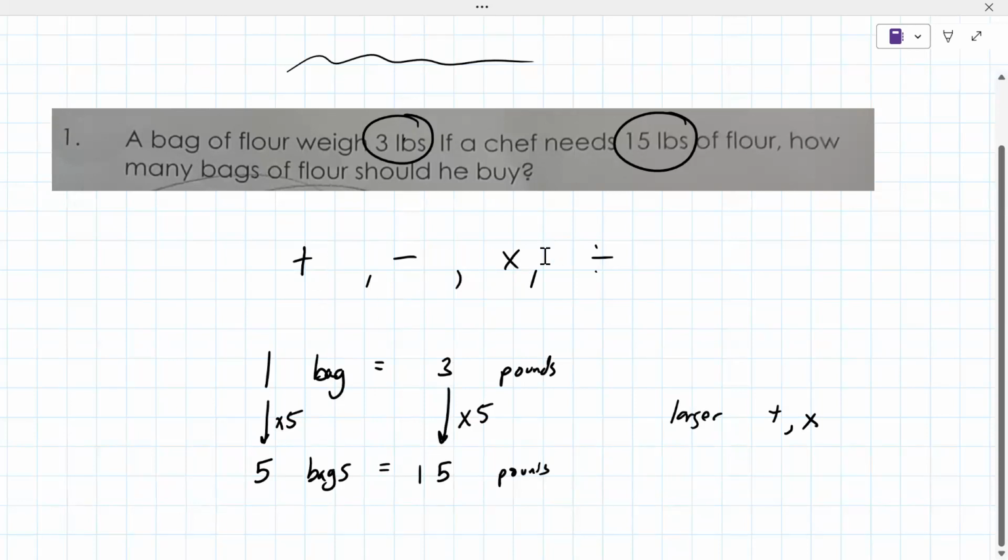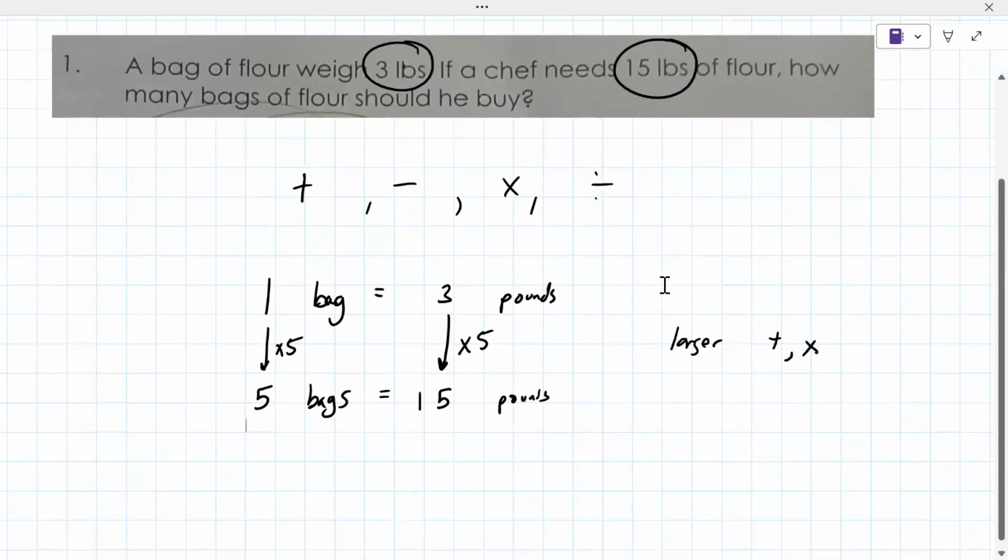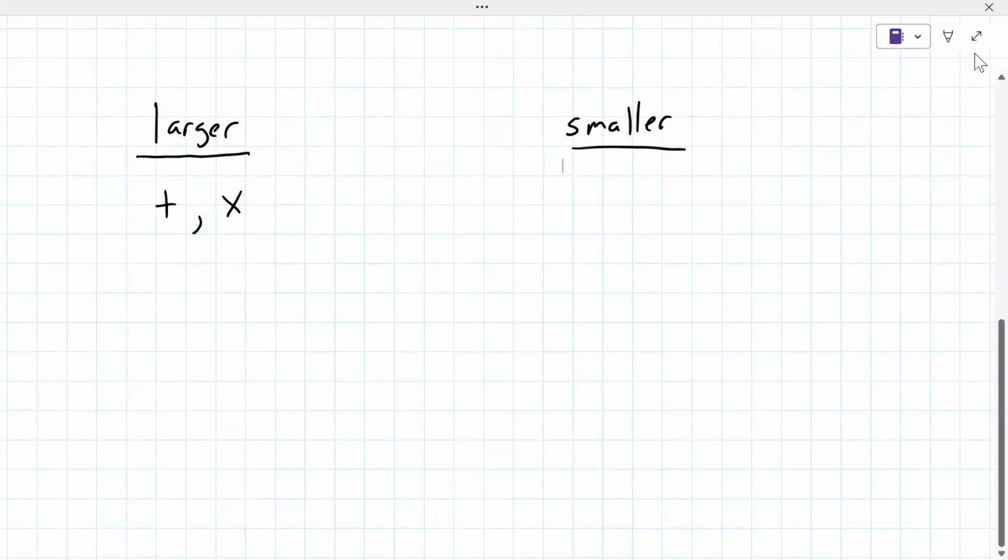So there's only 4 math operations that we need to worry about. And we just talked about this idea that if you're going larger, you're either going to add or multiply. If you're going smaller, what are the 2 math operations for going smaller? Subtracting, and dividing. Yes. Very good.